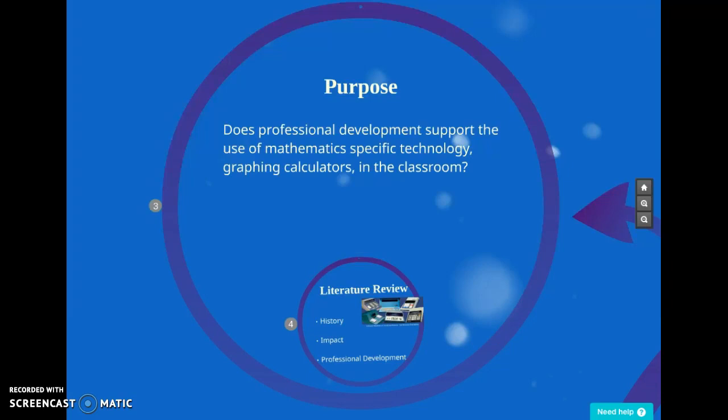Purpose: research around teachers' use of technology was the purpose of this research project. Accordingly, I sought to answer the following. Does professional development support the use of mathematics-specific technology, graphing calculators, in the classroom?